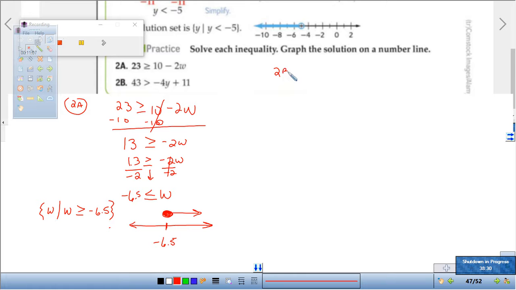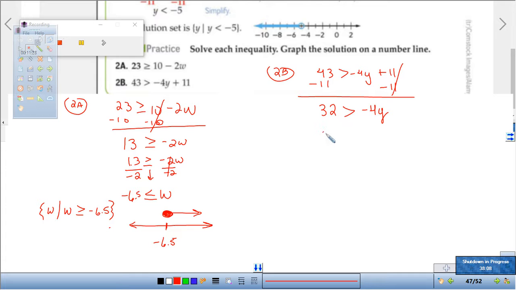Hey guys, 2b or not 2b? That is the question. Here we go, 4, 3, greater than negative 4y plus 11. Again, I want to come out here and solve for the variable, right? So I want to get the y by itself. First off, I get rid of everything else that's on the same side. Cancel it here. We're going to go with 32.